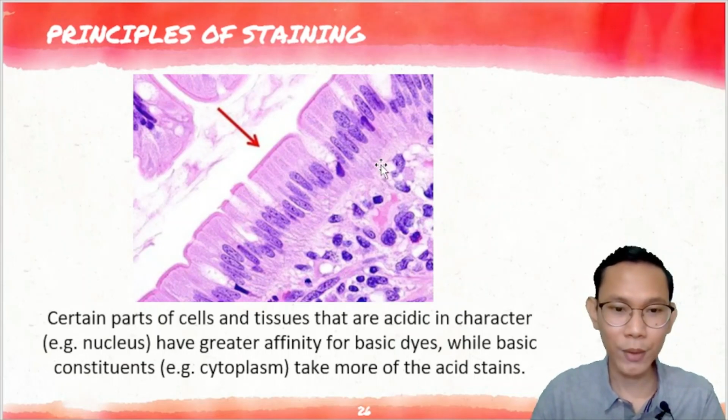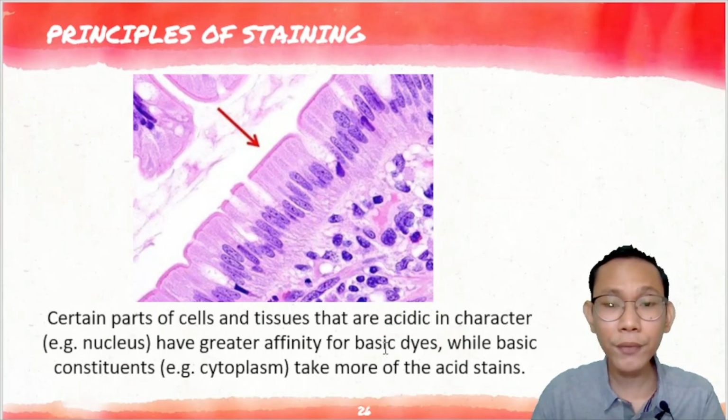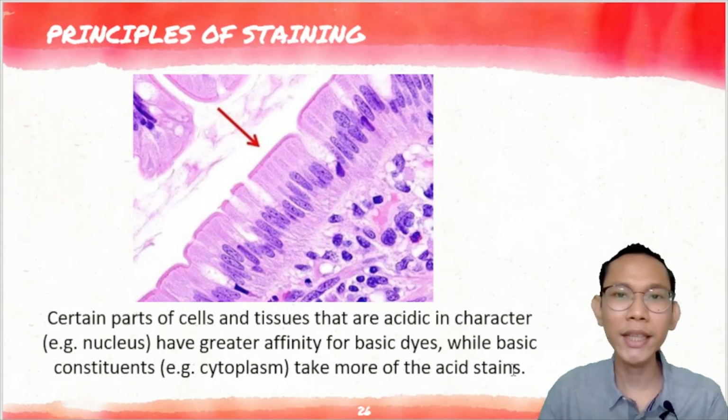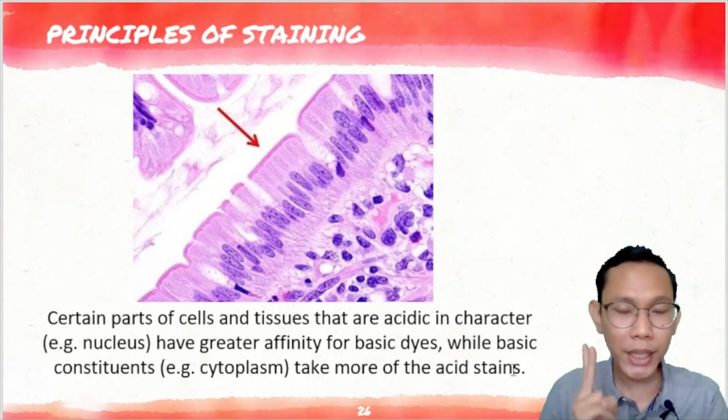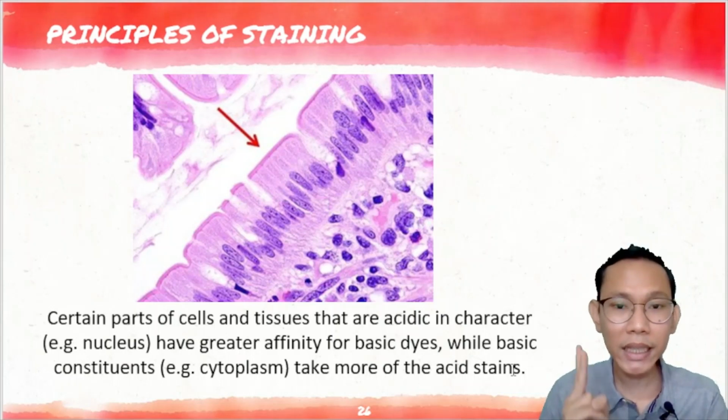eosin na staining. So let's identify the basic concept. Certain parts of the cell and tissues that are acidic in character, your nucleus, so remember, your nucleus is acidic in character, will have a greater affinity for basic na dyes. While your basic constituents such as your cytoplasm take more of your acidic stain. So ganito lang yan guys. Remember your hematoxylin and eosin, your hematoxylin is a basic na dye. Your eosin is an acidic na dye.